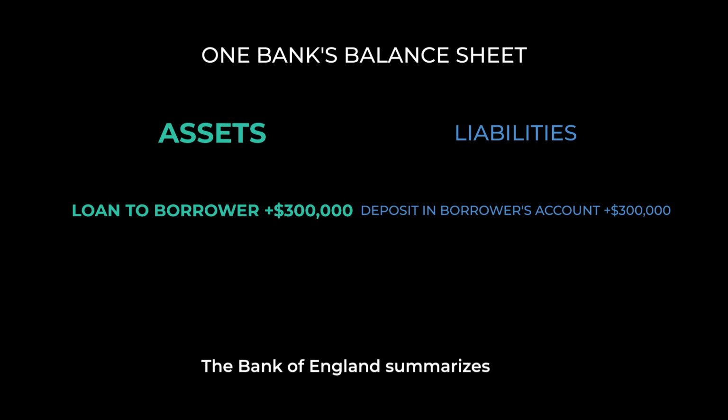The Bank of England summarizes this mechanism clearly. When banks extend loans, they create deposits. The new deposit did not have to be transferred from a saver's account first. That does not mean the borrower became $300,000 richer. The borrower gained a deposit and an equal debt obligation. Money was created. Net wealth was not magically created.